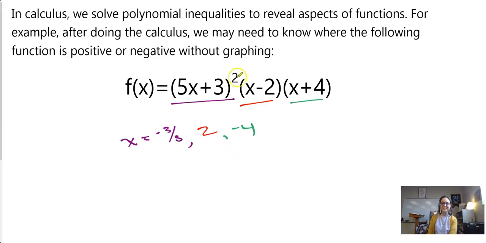Now let's also talk about the multiplicity. The multiplicity of this first factor is even or odd? It is even. It's a multiplicity of 2. So does that mean the function is going to cross or not cross at negative 3/5? It is not going to cross. What about the factor of x minus 2? Multiplicity even or odd? It is odd, because there is an understood exponent of 1 here, and 1 is odd. So cross or not cross at 2? Cross. And what about the multiplicity of this factor? It's an understood 1 as well. So we cross or not cross at negative 4? We will cross. All right, let's take a look at the graph.